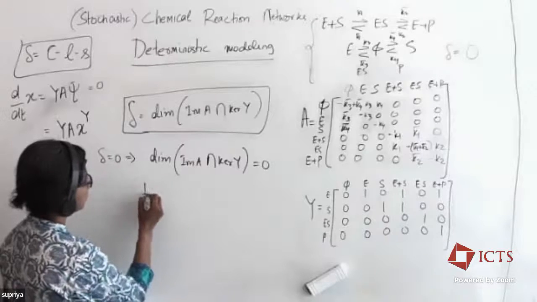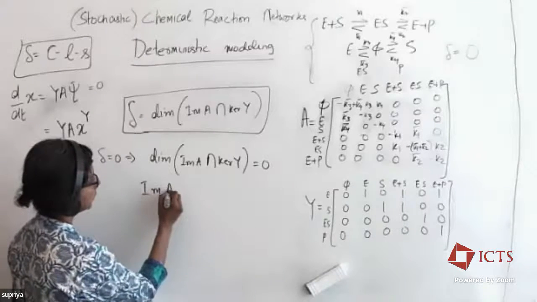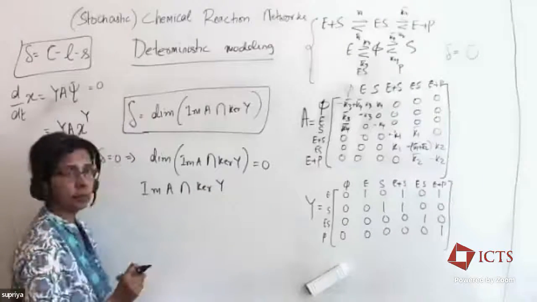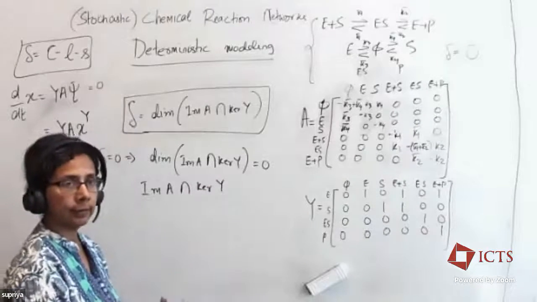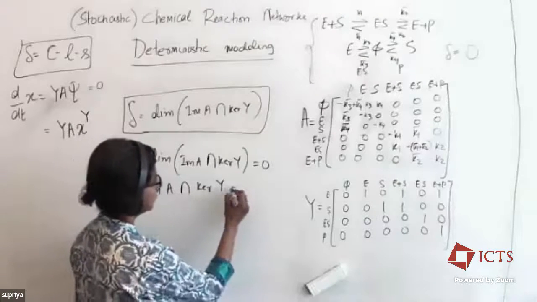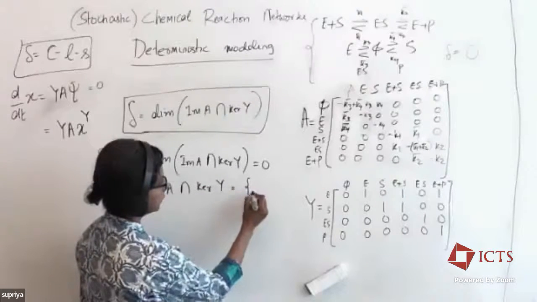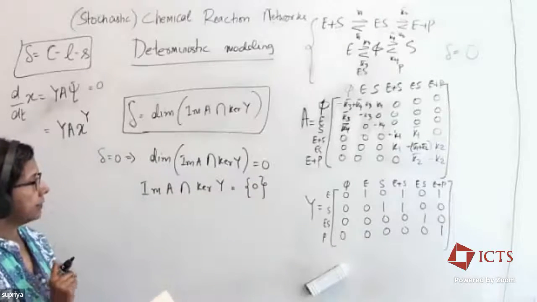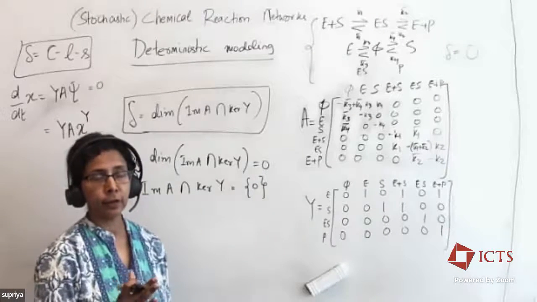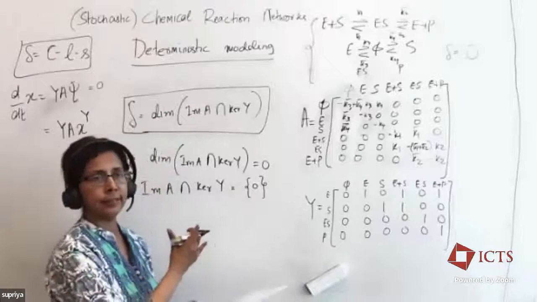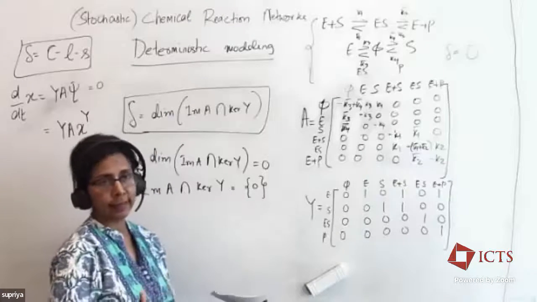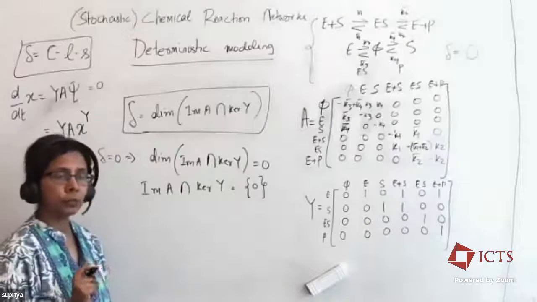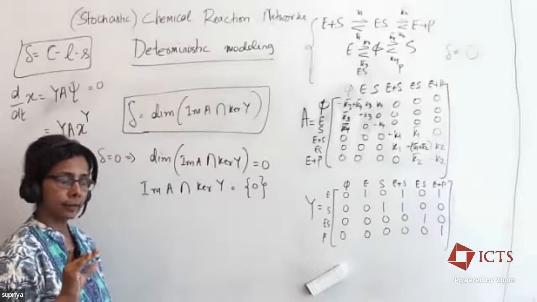So that just means that image of A, I think one of you had a question about that in the tutorial about this set of things that exist here. That just means that if I'm thinking of what's the set that lives in the image of A and kernel of Y, it's really the null set. Nothing's there.